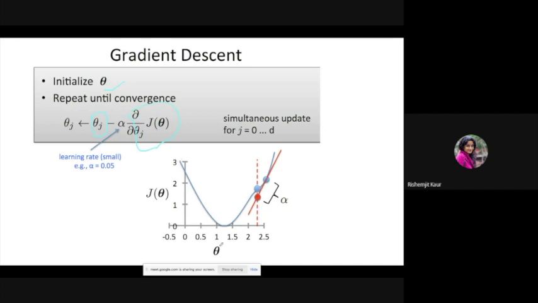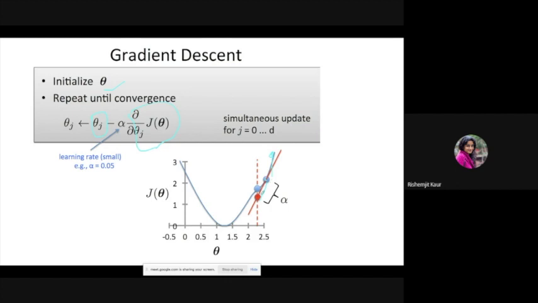For example, again we are coming to a cost function which depends on this one value of theta. Let's say we were somewhere around here. This is our cost function. We want to move in the direction which will help us reduce the cost. So we will go in this direction. We will not move in this direction per se.